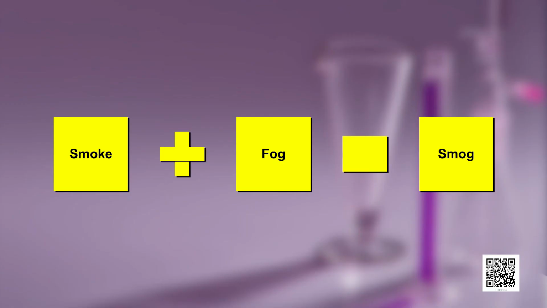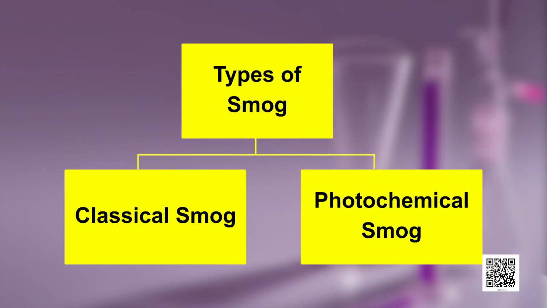Now I will talk about smog. That is the most common example of air pollution that occurs in many cities throughout the world. The word smog is derived from smoke and fog. Two types of smog are classical smog and photochemical smog.